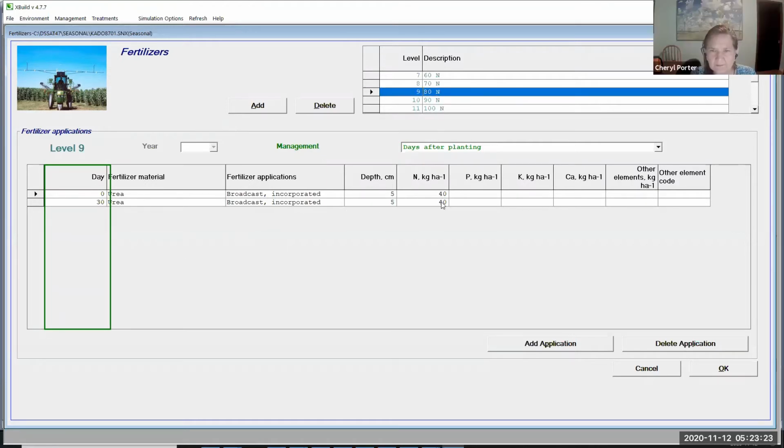And the only thing that varies between these applications, I'm applying it on the day of planting, day 0, and 30 days afterwards. The only thing that changes is the nitrogen amount.